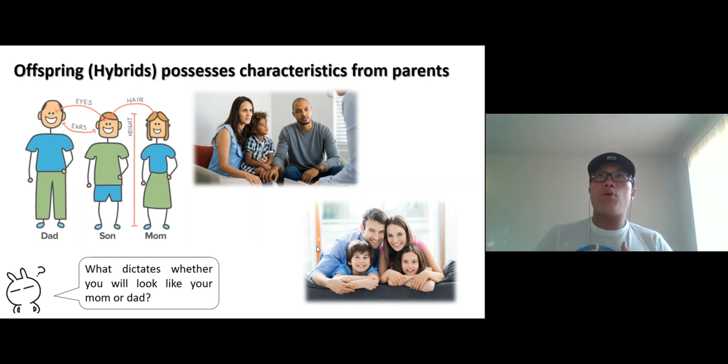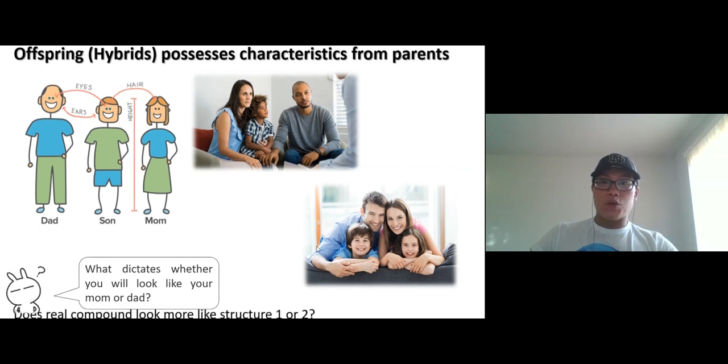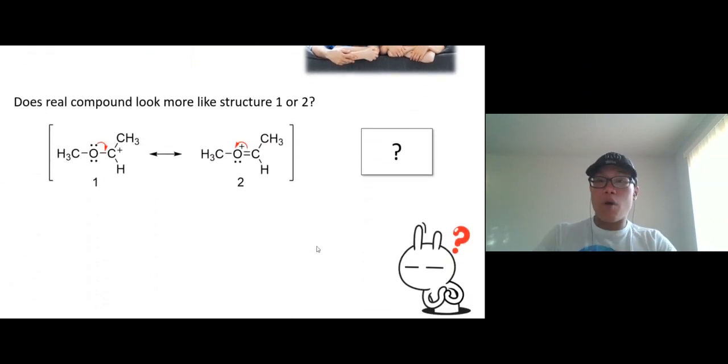To give you some example, if your mom has a dark hair color, let's say black hair, and your dad has a lighter hair, let's say blonde, your hair tends to be on the darker side. Does it make sense to you? Yeah, dark hair. Usually, dark color is a dominant gene. Anyway, so genes control what you look like, correct? This applies to molecules as well.